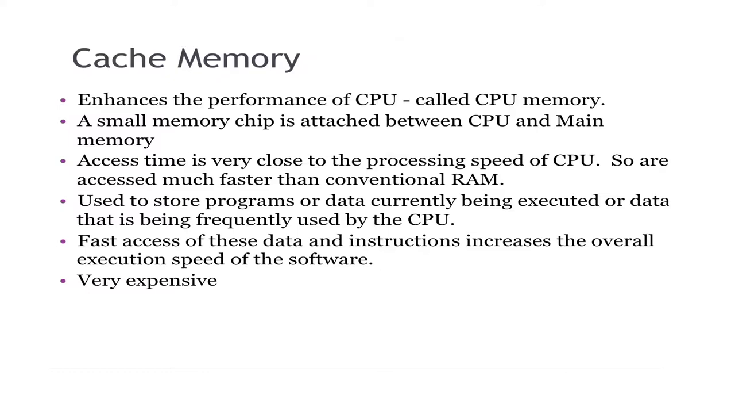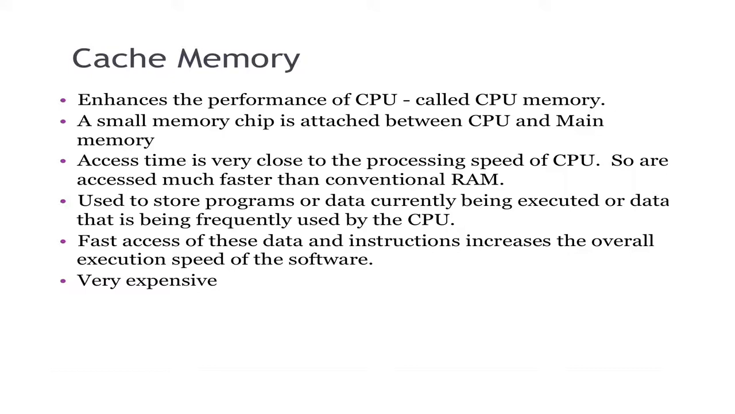Next type of memory that we will be covering is the cache memory. We have discussed before that primary memory is very expensive, but it has a very less access time. Secondary memory, on the other hand, is cheap, but the access time is more. So cache memory comes somewhere in between. It enhances the performance of CPU. That is why it is known as CPU memory. It is a chip that is attached between the CPU and the main memory.